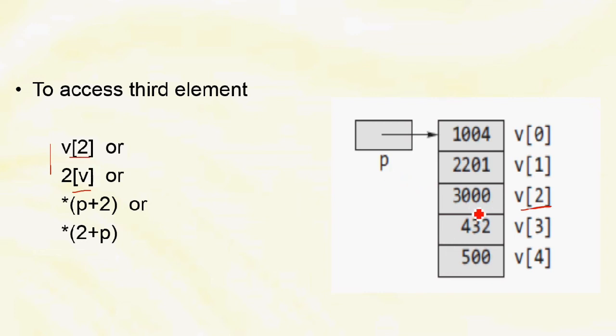Using a pointer, I want to display the value 3000. The pointer currently points to the first location. To point to the second element, we have to use P plus 1. To point to the third element, we have to use P plus 2. So we use star of P plus 2 or star of 2 plus P. Now it will display the third element of the array, that is 3000. So 4 statements will display the third array element, which is 3000 as output. So this is a pointer.